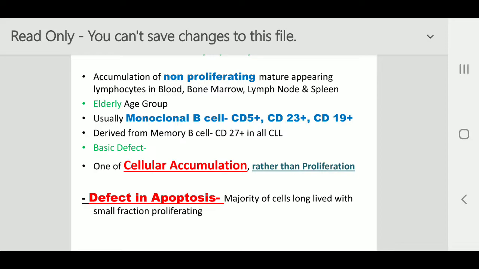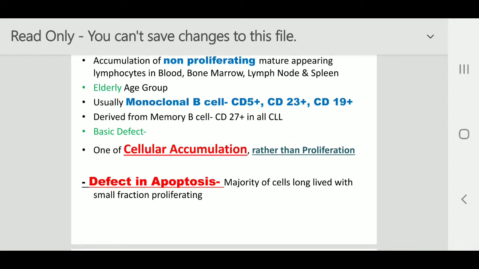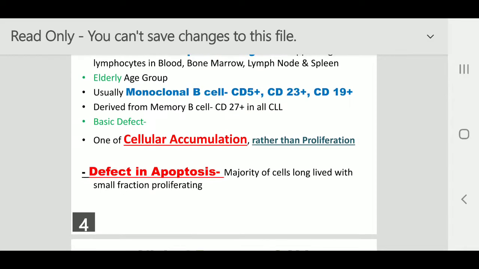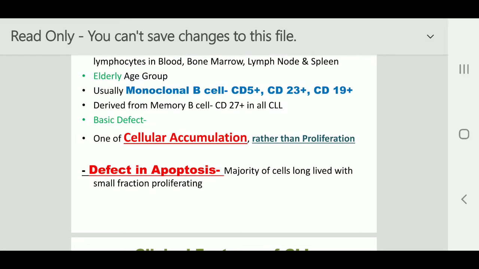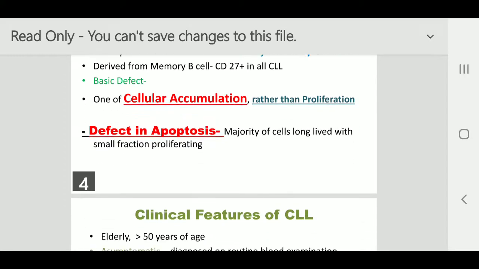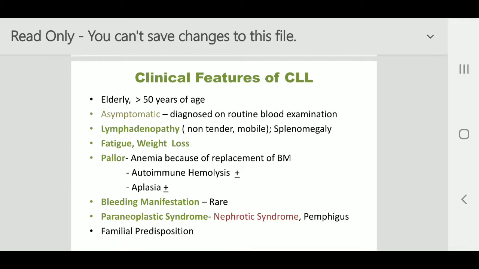The key feature here is non-proliferation, and the second important feature is that these lymphocytes are mature appearing, meaning they look mature but they are not mature. They are basically functionally and biochemically immature and neoplastic in nature. They are usually of the monoclonal B cell type, that is CD5, 23 and 19, and this type of leukemia usually affects people of the elderly age group.